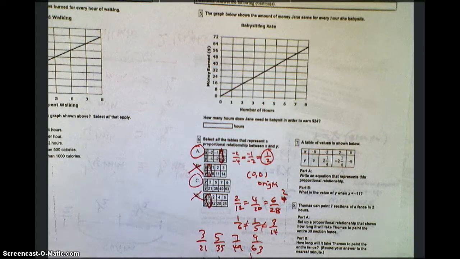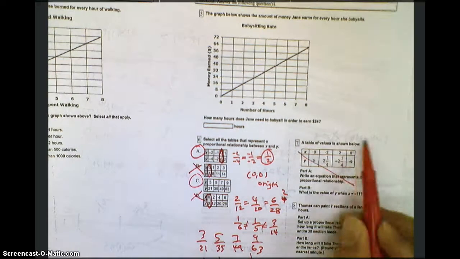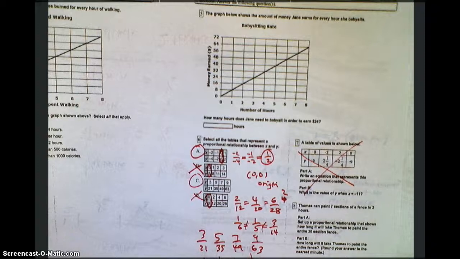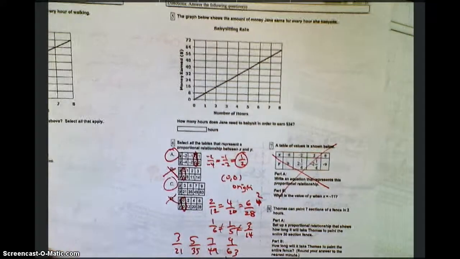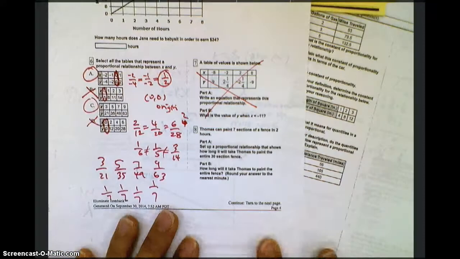Number 7 is quite difficult. We're actually going to skip that one, so don't worry about it. And number 8. When you get to number 8, this one's quite tricky.